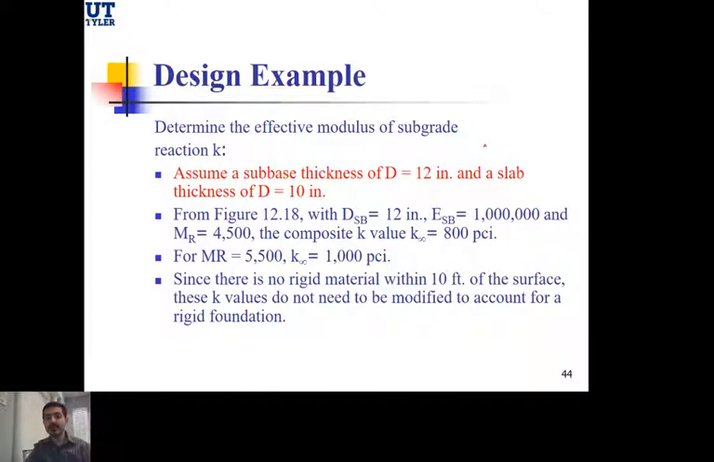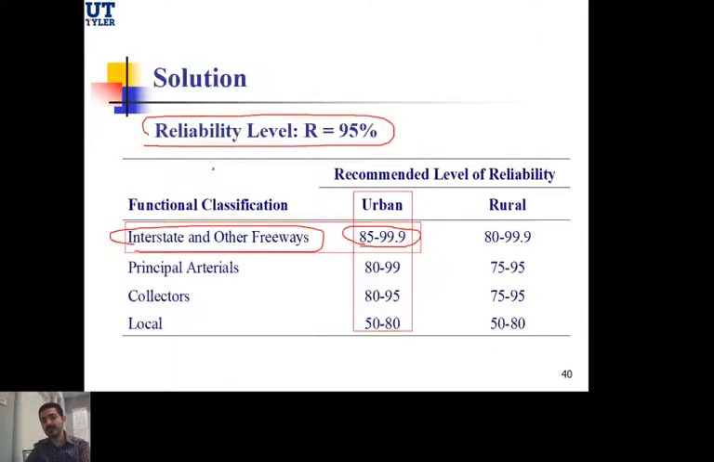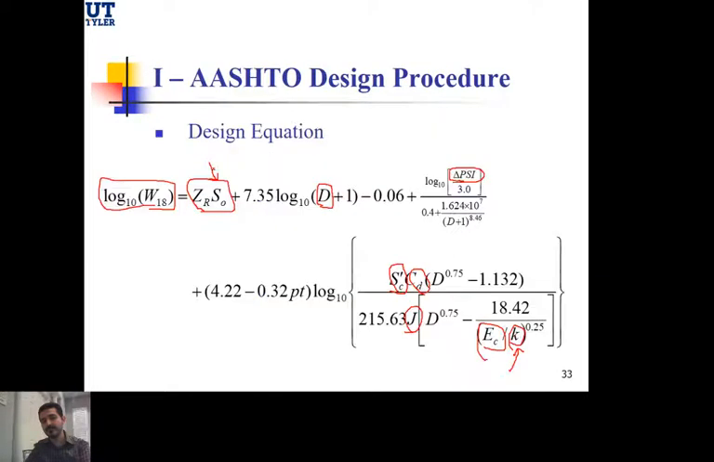Next, we need to determine the K value. Why do we need the K value? Again, remember in the equation here, we know the reliability level. I know the S node. I know D is what I need to obtain. The E is provided to me. Delta PSI, we obtained it already. So the next step now is to get the K value.